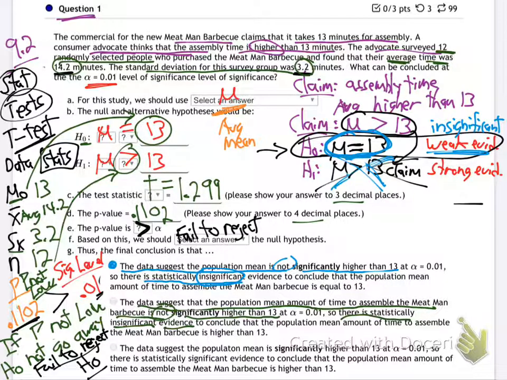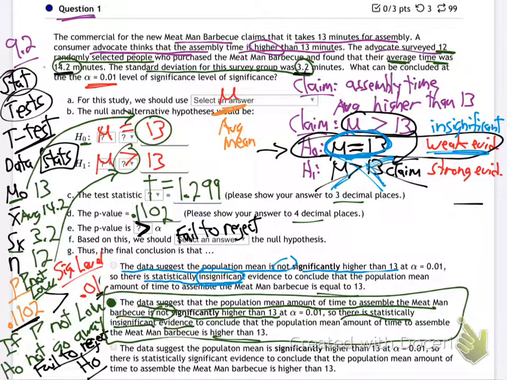Maybe I better read on. That one looks good to there too. There's statistically insignificant evidence to conclude that the population mean time is higher than 13 or equal to 13. Those are close. So there's statistically insignificant evidence. There's not enough evidence to conclude higher than 13. Oh, it's this one actually. That's tricky. Let me explain why. That is pretty darn tricky. I almost got tricked there.